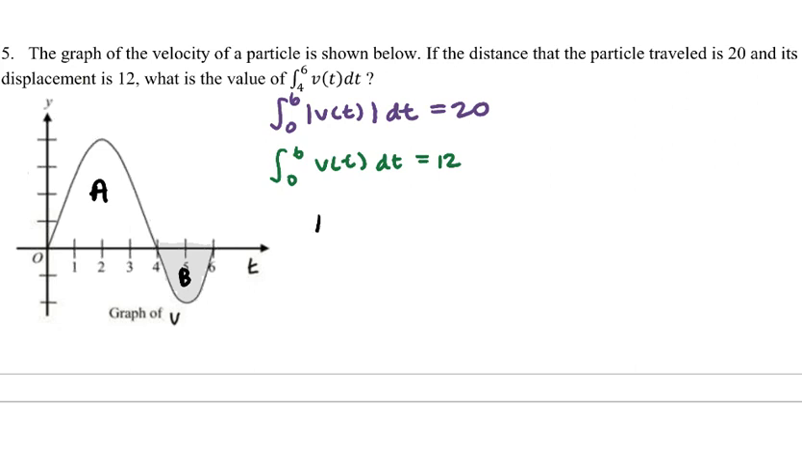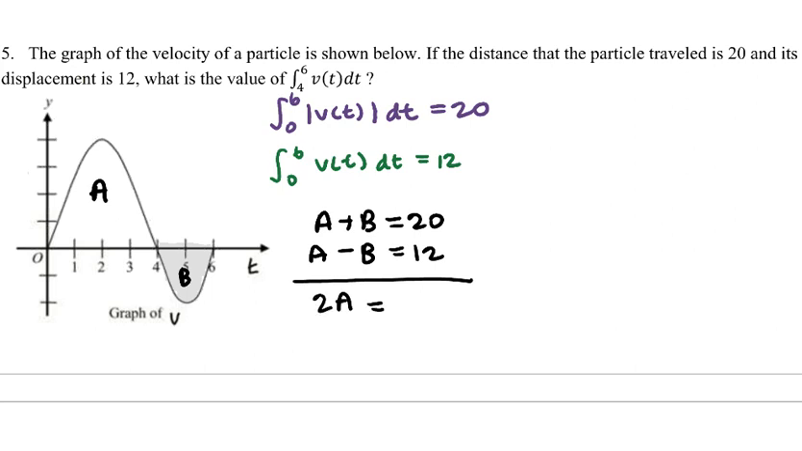A plus B, just the total area without thinking about positive or negative, equals 20. And then A minus B, which is the integral where area underneath the x-axis counts as negative, that's equal to 12. So what I'm going to do is old-fashioned Algebra 1 elimination. Yeah, hear that excitement up in front? 2A is equal to 32, meaning A equals 16. Therefore, B would have to be 4. So, what does that make the integral from 4 to 6?